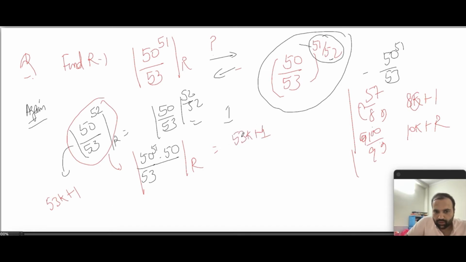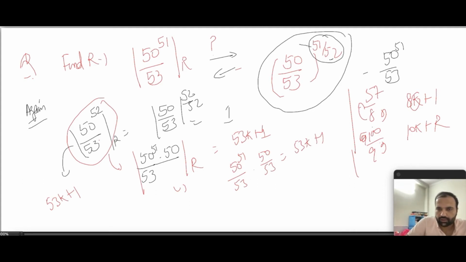Now this term would be equal to 53k plus 1. Look over here again, 50 to the power 52 by 53. What we have done is split it into 50 to the power 51 into 50, so this remains the same. We have just split it so that it's more visible, but it's exactly the same. It's just a replica of that. Now this number is equal to this because we have converted it to the form of division into quotient plus remainder, and the remainder we have already seen is 1. So 50 to the power 51 into 50 by 53 is equal to 53k plus 1. Seems good, nothing wrong with this.